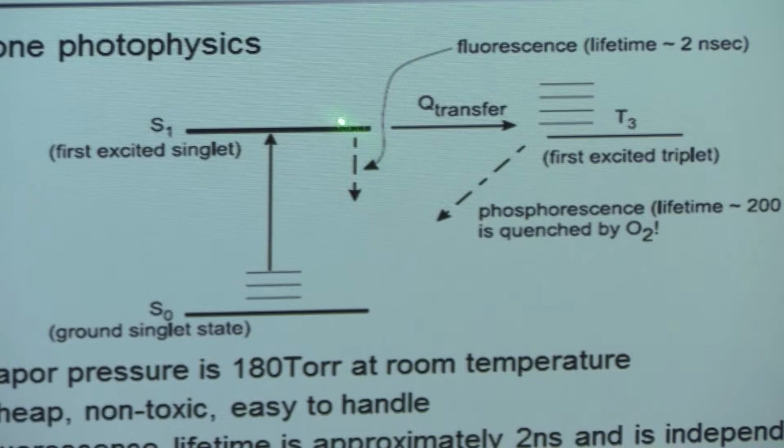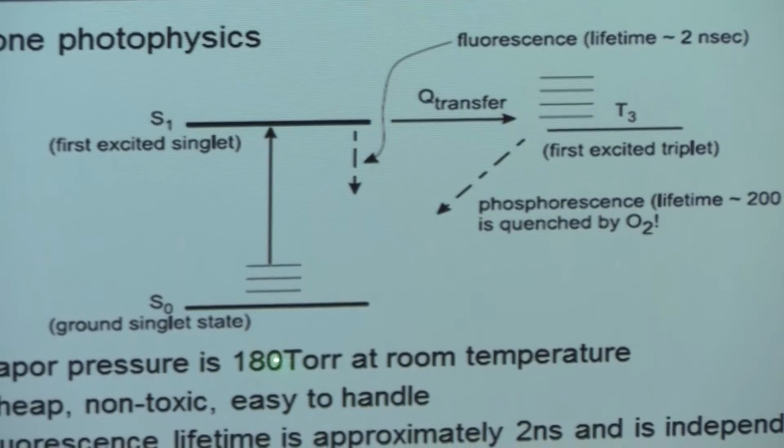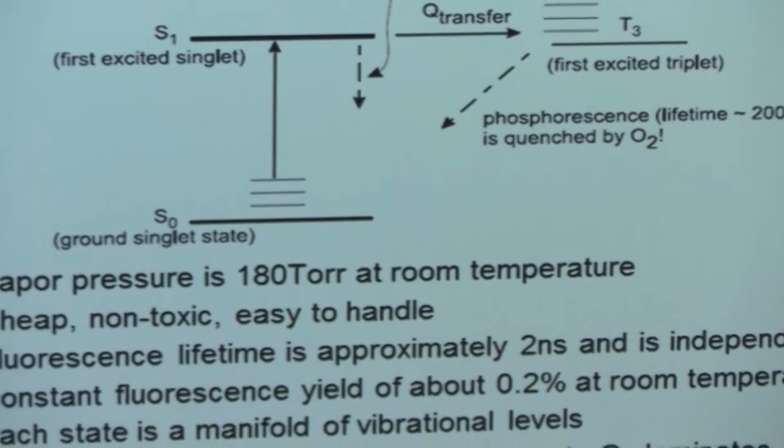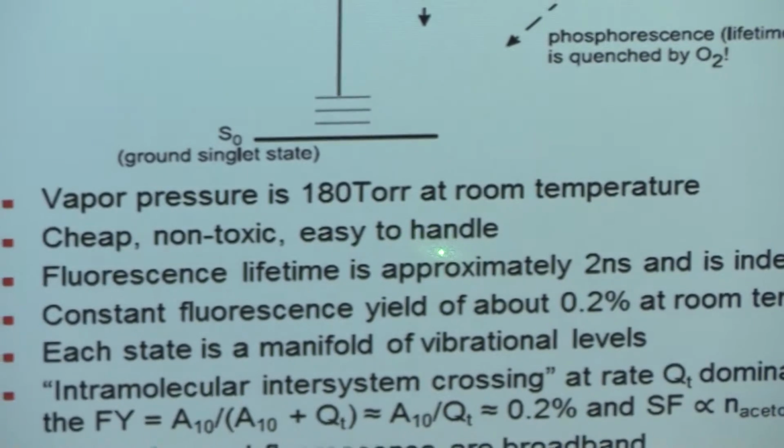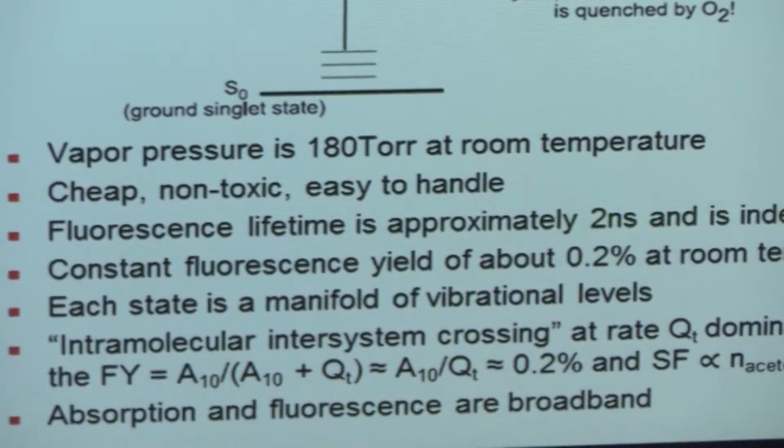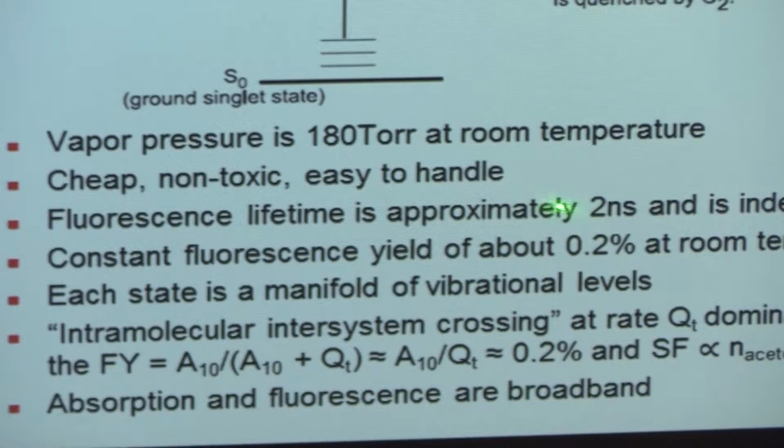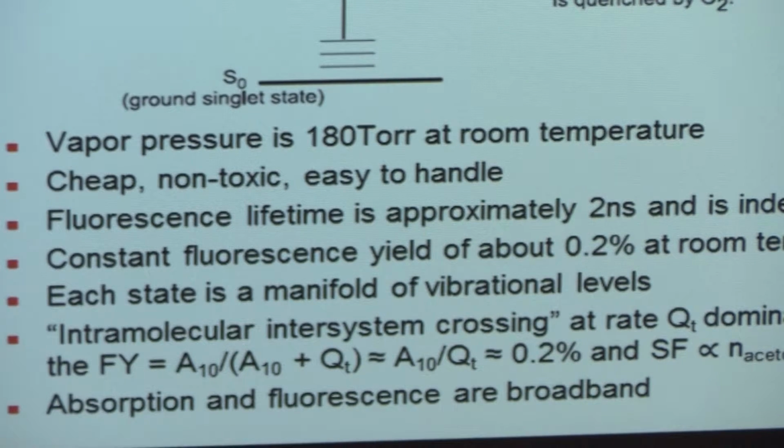So clearly, if you're here, you have 2 choices. You can go this way, in which case you kind of die, or you do this. So the quantum yield is going to be the ratio of this rate to this rate. But anyway, back to acetone. It has a good vapor pressure at room temperature, about 180 torr. It's cheap, non-toxic, easy to handle, has a good fluorescence lifetime, and it's independent of oxygen. So you can do this in air or you can do it in nitrogen.